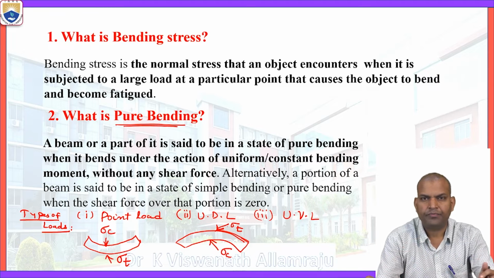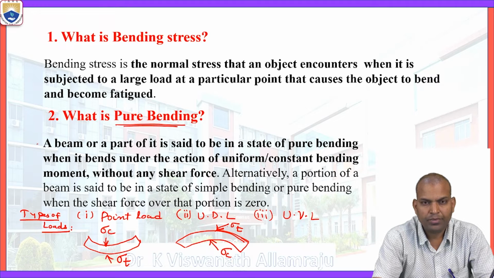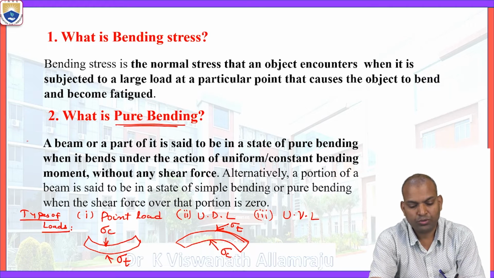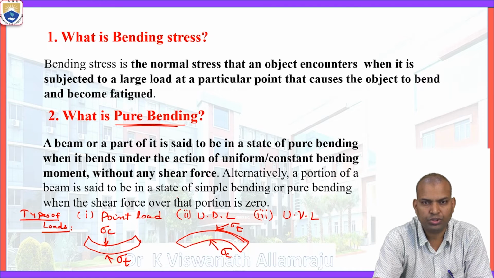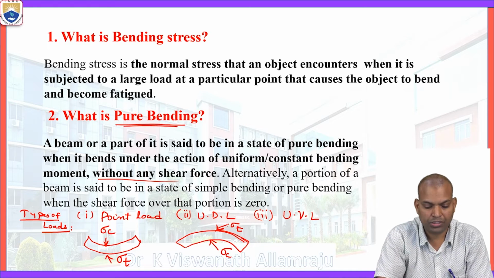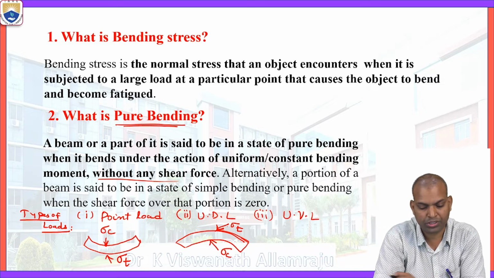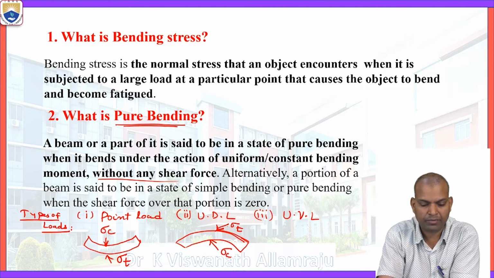Let me read the definition mentioned here. A beam or a part of it is said to be in a state of pure bending when it bends under the action of a uniform or constant bending moment without any shear force. That means shear force equals 0. Over that portion, the shear force is 0 and the bending moment remains constant.